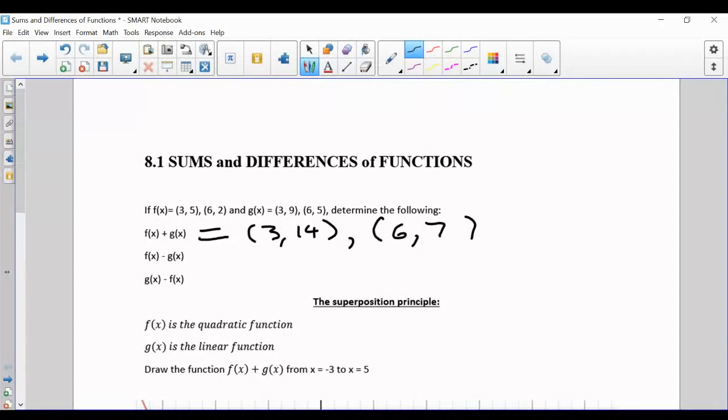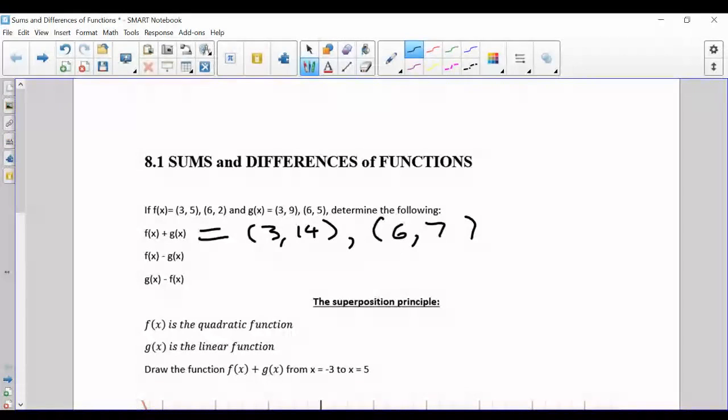So I didn't add the 5 with this 5 over here. I didn't add that. I look for when the x is matched. So there was a 3 with a 5 and a 3 with a 9. So when the x's match up, then I add the corresponding y's. Hopefully that makes sense, right?